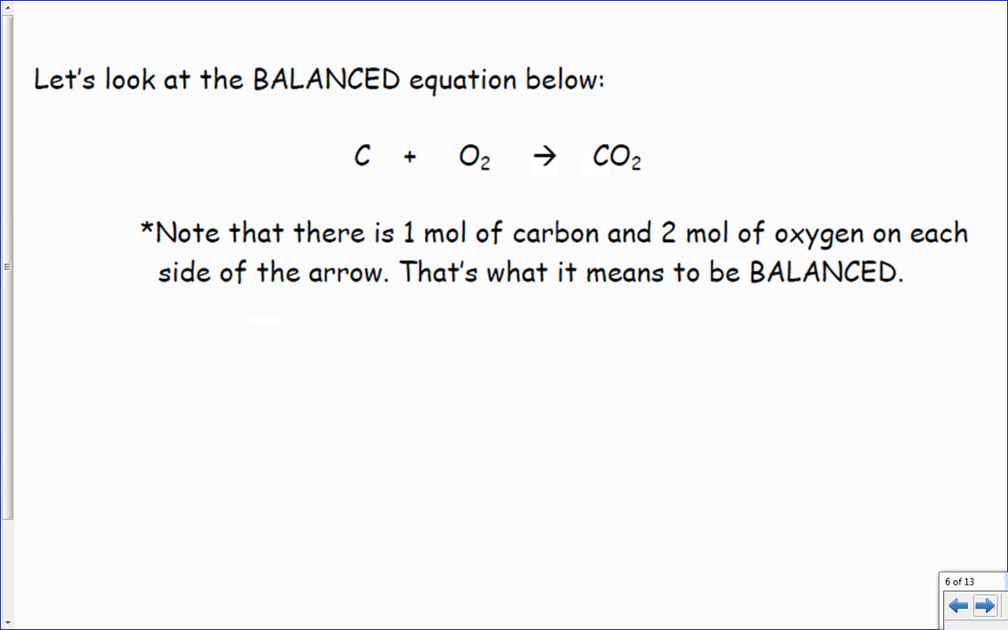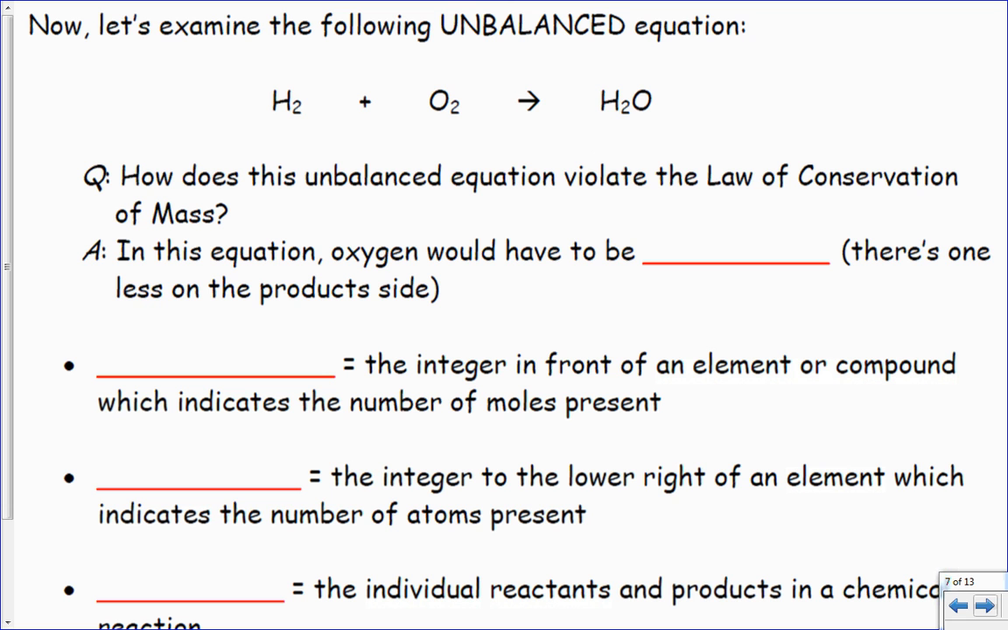So here we go. Look at this balanced chemical equation. It's balanced. On the left, I have one carbon, and I have one carbon. I have two oxygens. I have two oxygens. So neither was created nor destroyed. In this chemical equation, though, I have two hydrogens on the left, and I have two on the right. I have two oxygens on the left and only one on the right. So is that going to violate the conservation of mass? Well, yes, because I will have to have destroyed an oxygen atom. Where is it? Where did it go? I don't see it.